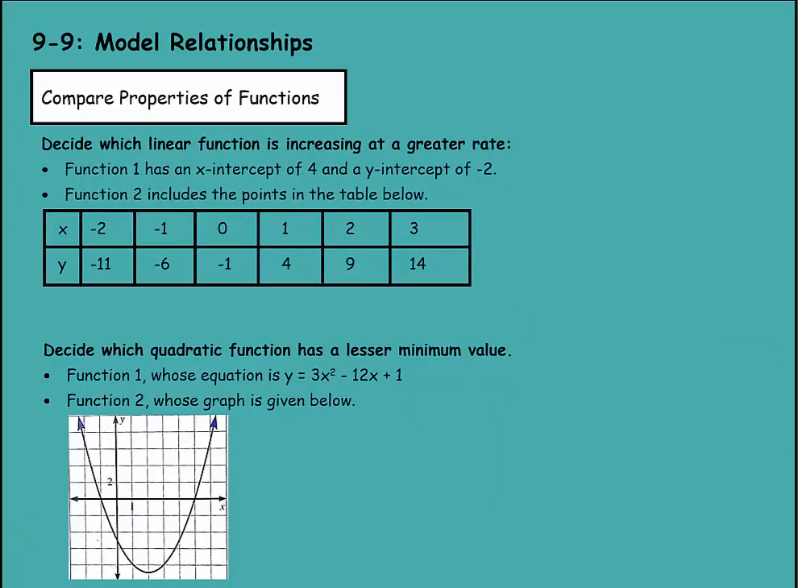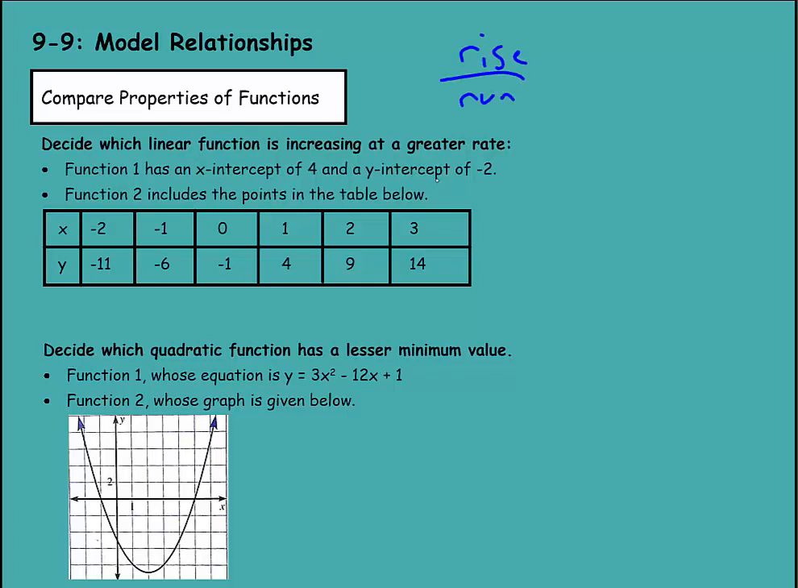Now we can compare properties of functions. It tells us to decide which linear function is increasing at a greater rate. It says function 1 has an x-intercept of 4 and a y-intercept of -2. And then function 2 includes the points in this table below. Since it's a linear function, we can find the slope. Remember, the slope is the rise over the run.